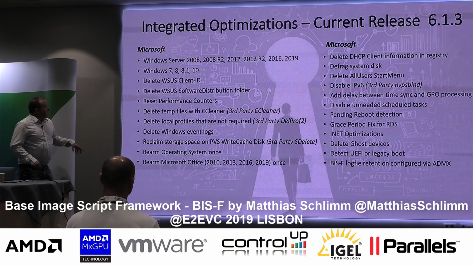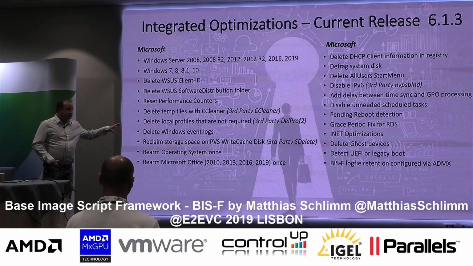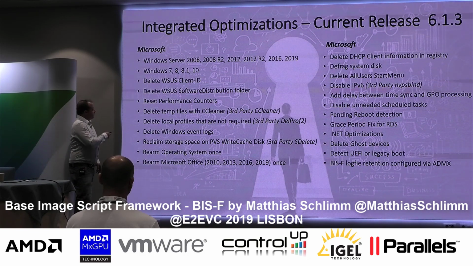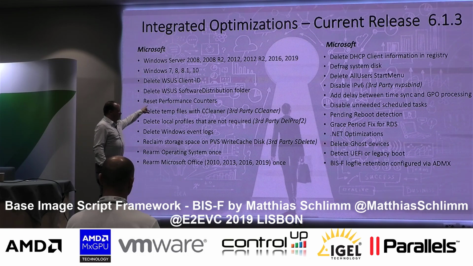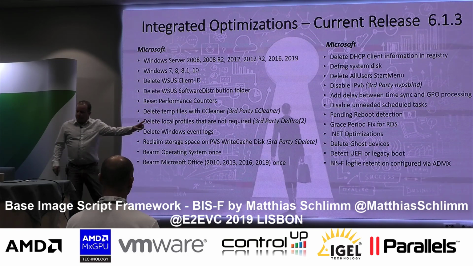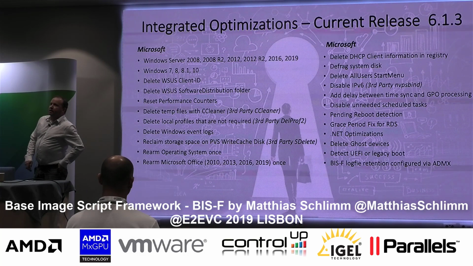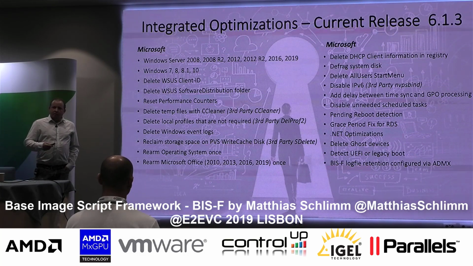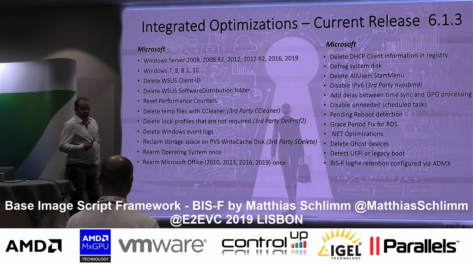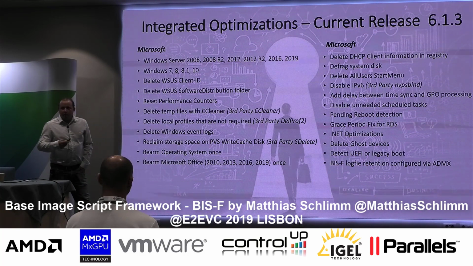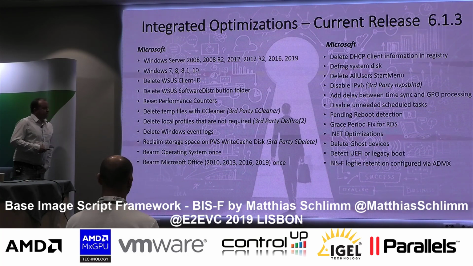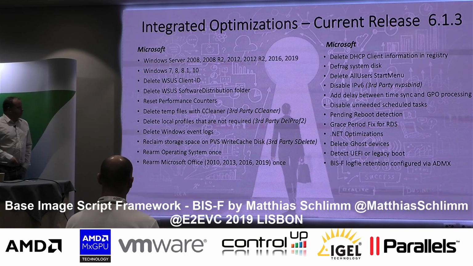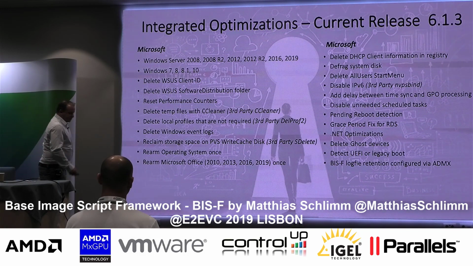Like reset performance counters. This was also a big change with Citrix Virtual Apps and Desktops 7.9, as I remember. You must also reset the performance counters when booting up the machine. Before, you had to run it only at sealing. After 7.9, you must run it also during the boot-up of the machines, and all the other things.